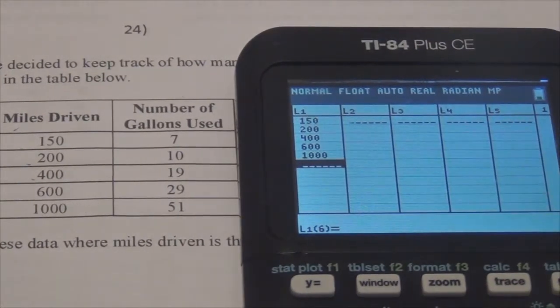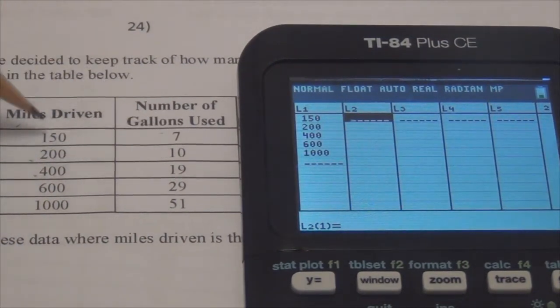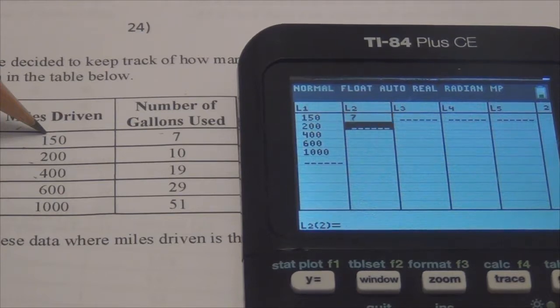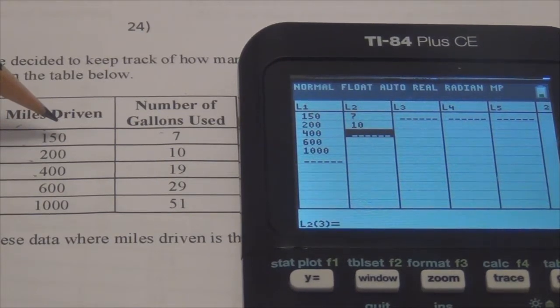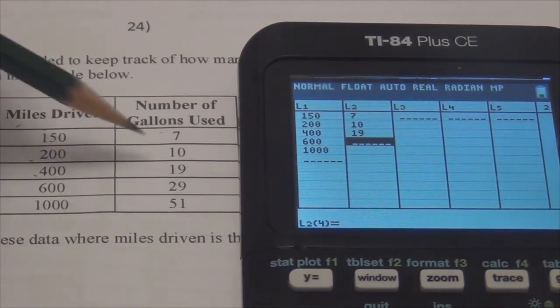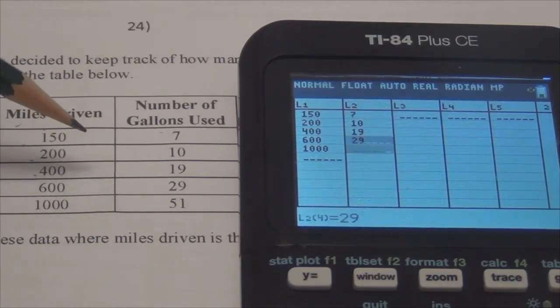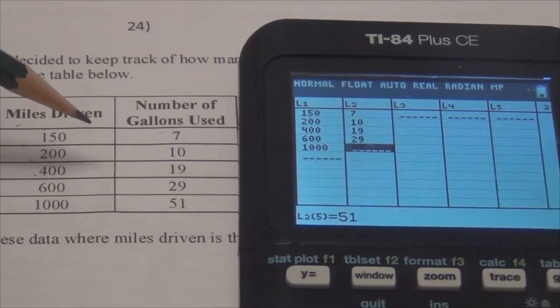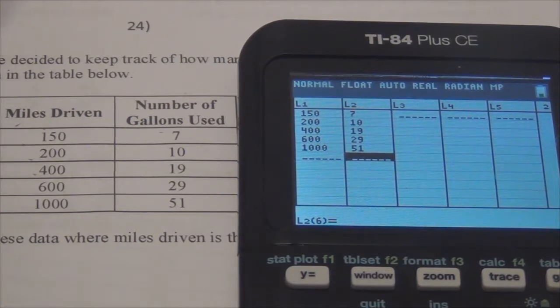And now let's go to L2. So 150 goes with 7, 10, 19, 29, 51. All right, so now we're gonna write a linear regression.